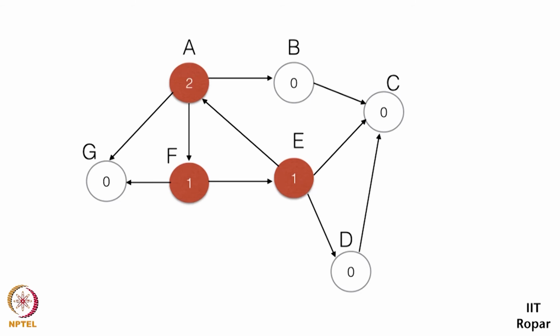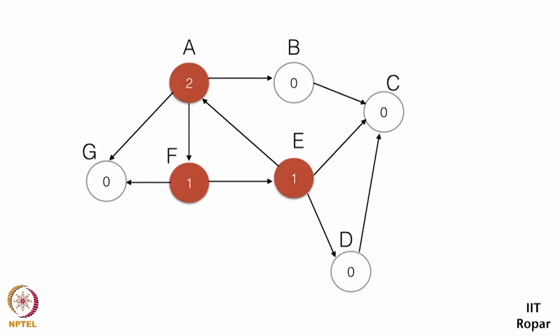So now we have A2, B0, C0, D0, E1, F1, G0. So what do you think here? Is this the final PageRank, the values that we have mentioned here? No. We have to keep iterating this random walk method, reiterating it as many times as we can, and at the end our PageRank values will be the same as the actual PageRank values. So next we will look for the neighbors of A. So what are the neighbors of A?